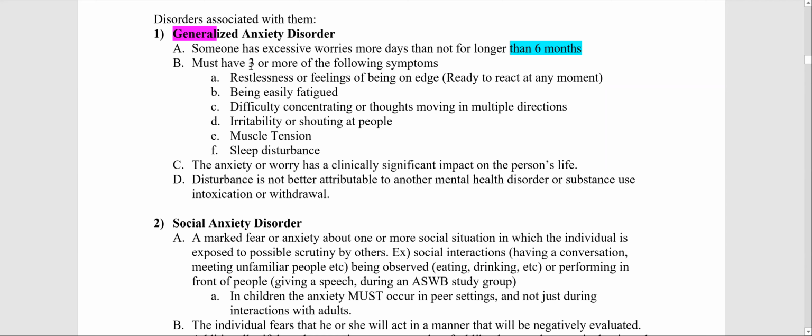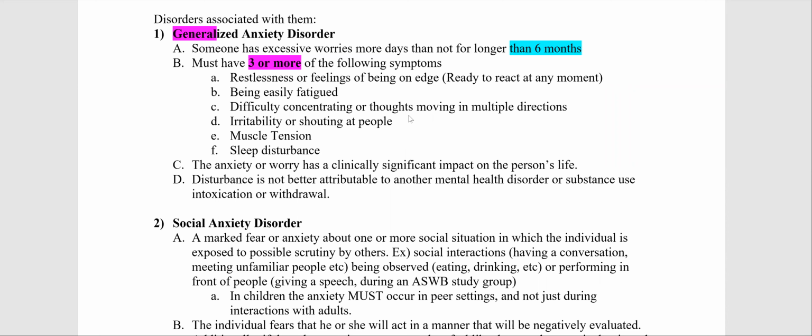So the number of criteria or symptoms that you have to have is 3 or more symptoms over that 6-month period. So restlessness or feelings of being on edge. So being able to react at any given moment, or being like, something bad's going to happen, I need to be ready, so kind of like hyper vigilant in the situation. Being easily fatigued. So again, you're wanting to do things, but you're exhausted easier, or your mind is running 100 miles an hour and your body's not able to really keep up with it.